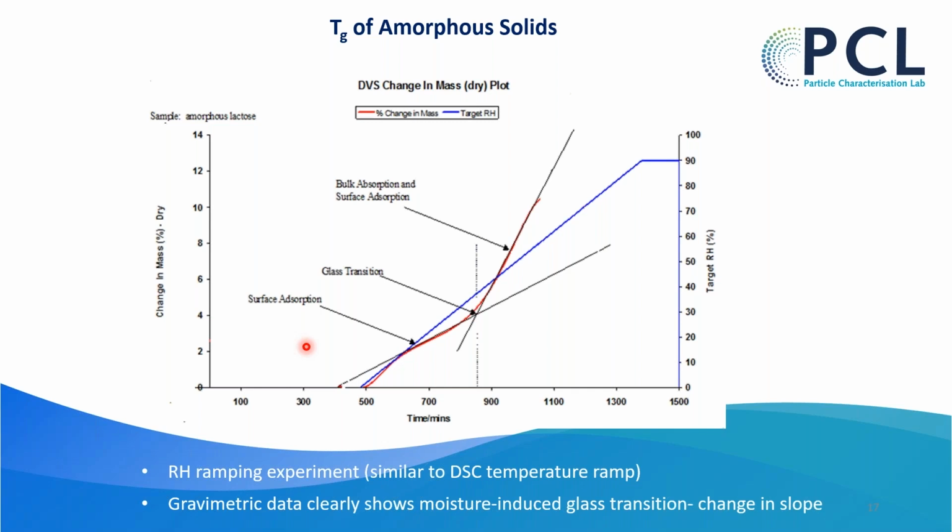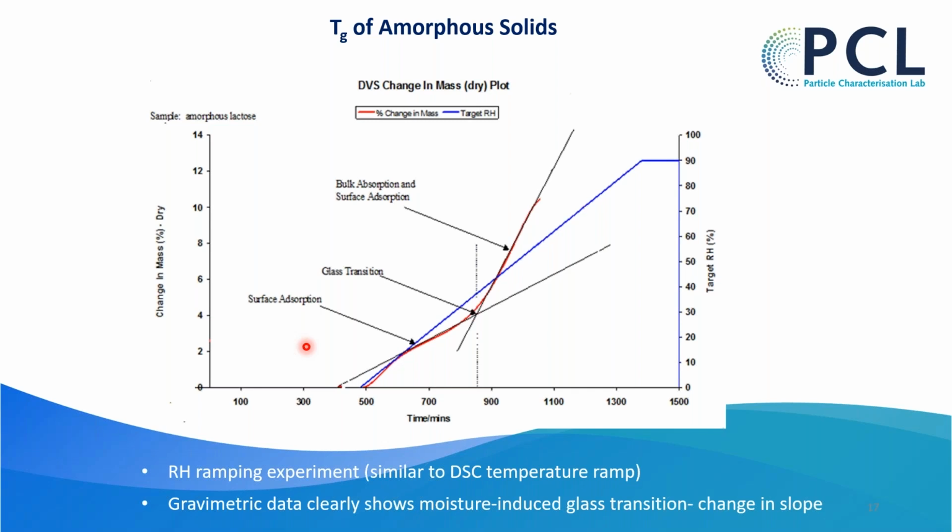We're going to describe a similar thing here using the dynamic vapor sorption method. So what we're going to do is we're going to ramp the humidity. Okay, and when we ramp the humidity, we're going to be looking to see if there are any changes in the slope of the adsorption isotherm, which is not unlike what you do in DSC. In DSC, you look for a change in the slope of the heat capacity as a function of temperature, and we do a similar thing here with DVS.